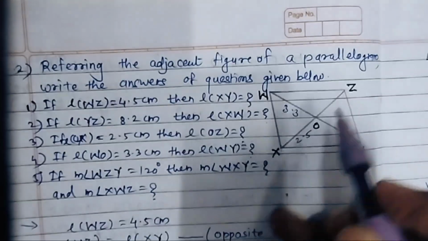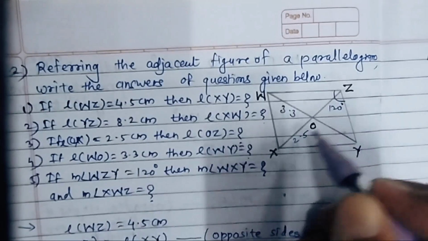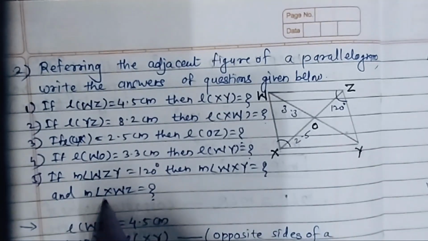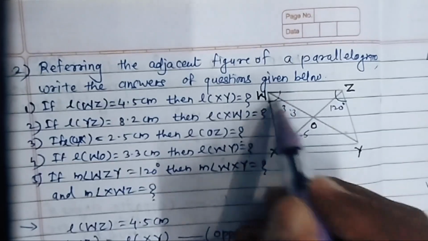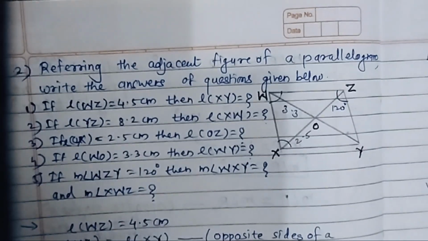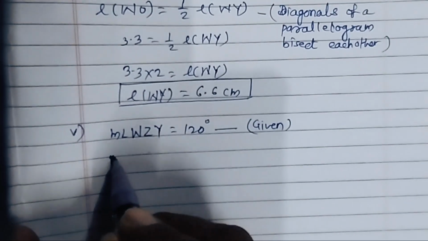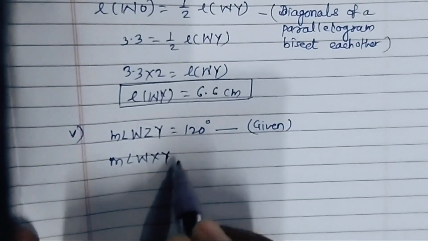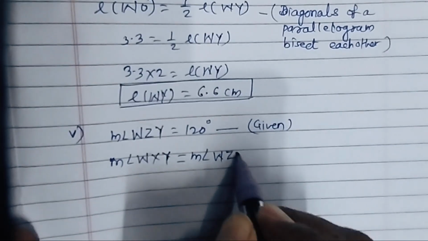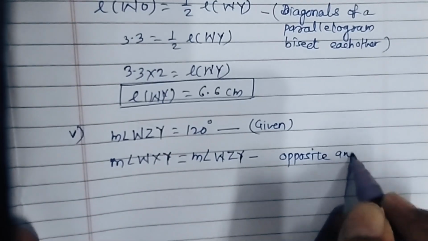We are given WZY, that is angle Z, as 120 degrees. Its opposite angle, that is WXY, we have to find, and XWZ, the adjacent angle, we have to find. The measure of angle WZY is equal to 120 degrees, that is given. So here we write: measure of angle WXY, the opposite angle of WZY. The measurement of both should be equal, because opposite angles of a parallelogram are congruent.